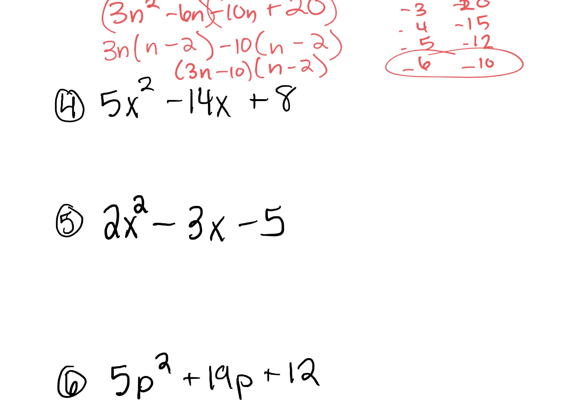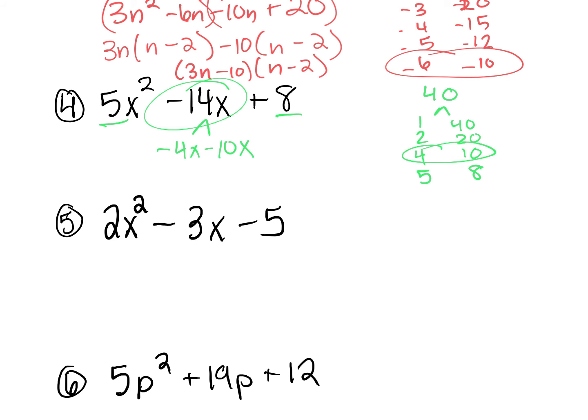Moving on to number 4. Again, no greatest common factor. So we have 5 and 8, which is 40. So we have 1 and 40, 2 and 20. 3 doesn't go into it. 4 and 10, and 5 and 8. So we need things that are going to add to negative 14. So that's going to be 4 and 10. So negative 4x minus 10x.